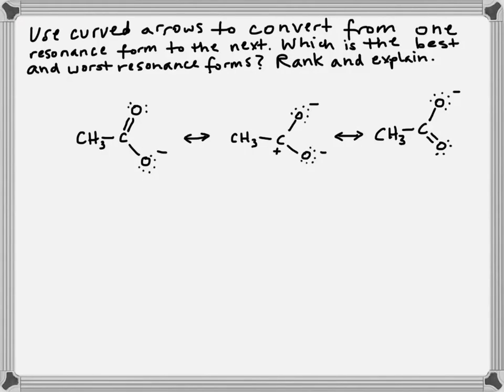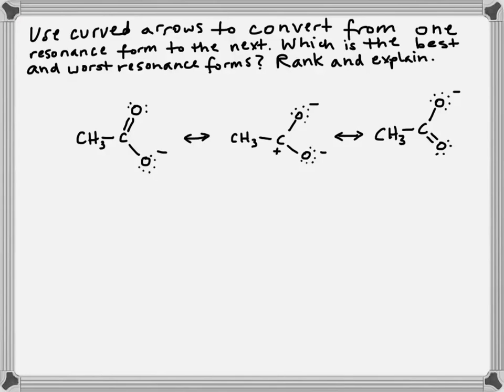So we're looking at three resonance forms, and we're going to try and show how we can use curved arrows to convert from one structure to the next, and then we'll see if we can rank each resonance form. So comparing the first and the second resonance form, I see that I've broken the pi bond and moved the electrons up onto this top oxygen.